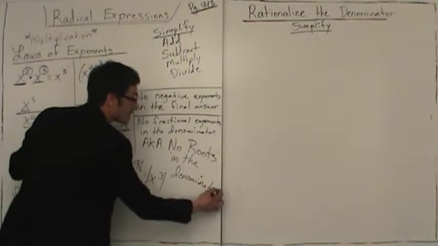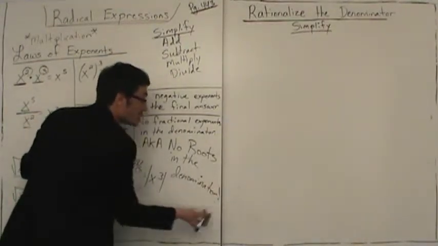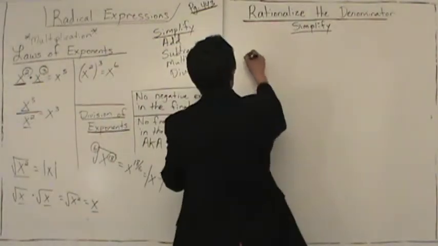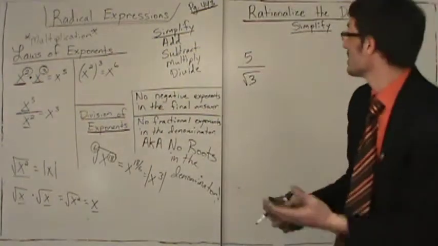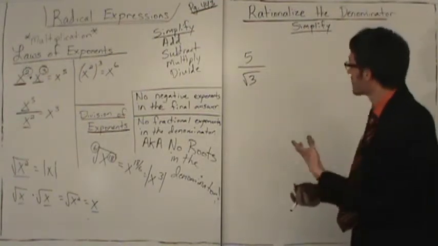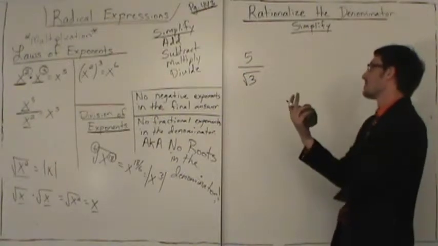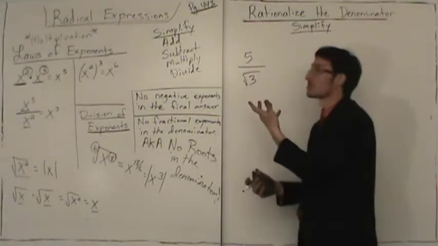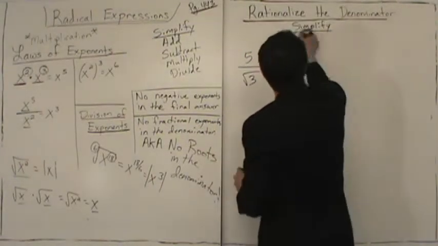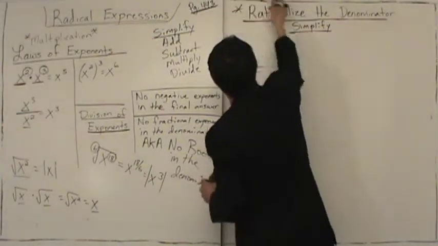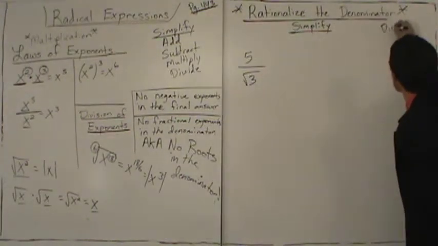So what happens when you see a root in the denominator? You have to get rid of it. So for instance, if we have 5 over the square root of 3, what is wrong with this? Well, the directions say to simplify. So you look at this and you say, well, there's nothing to add, there's nothing to subtract, there's not really any way to divide here, so what are we supposed to do? Well, what they mean by simplify, you're supposed to know this, is that you are to rationalize your denominator.